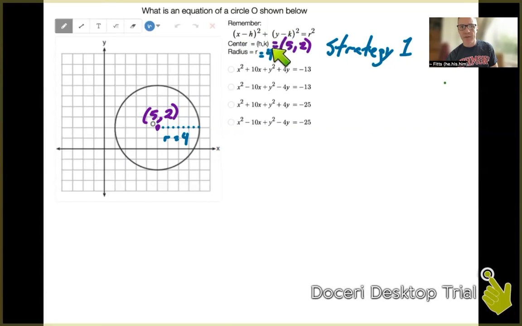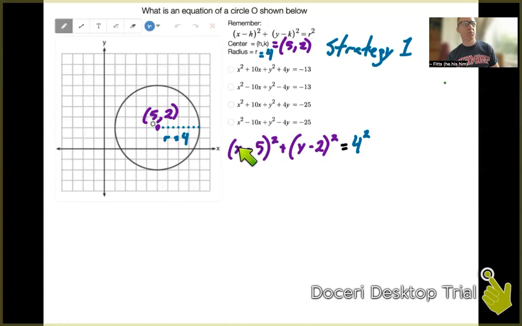So let's go ahead and write out the circle equation just by plugging in those values and see what it looks like. So there we go. There's our circle equation. X minus 5 squared plus y minus 2 squared equals 4 squared. So I want to expand this. And so this is just a squared binomial, 2 terms.